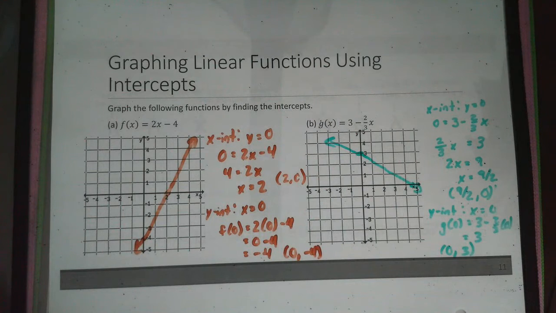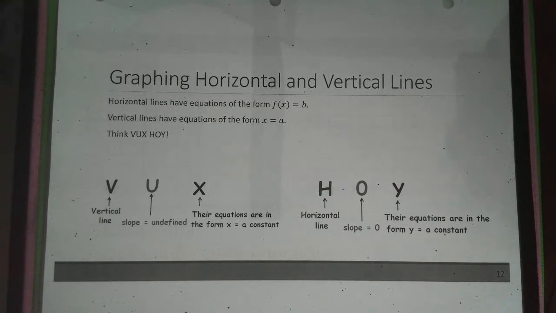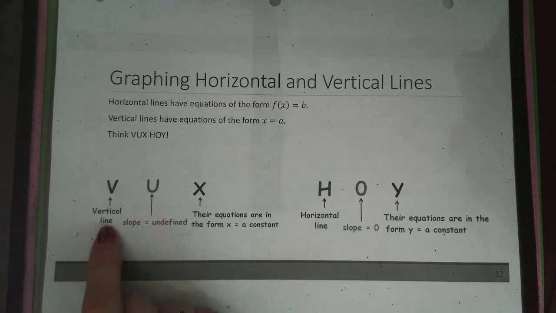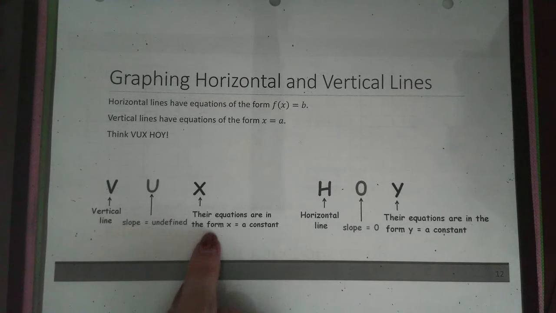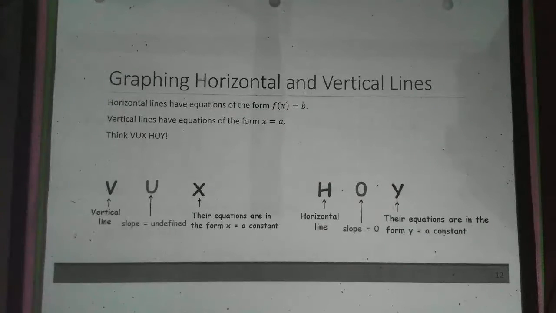There are some special horizontal and vertical lines that feel different to graph. And there's a way to help you remember this. If we're graphing horizontal and vertical lines, it may be helpful to remember the mnemonic VUX POI. What this stands for is vertical lines have a slope that is undefined, and their equations are in the form x equals some number. So for example, x equals 2, x equals -5, x equals 6,000. If x equals a single number, then you have a vertical line, and that slope is undefined.